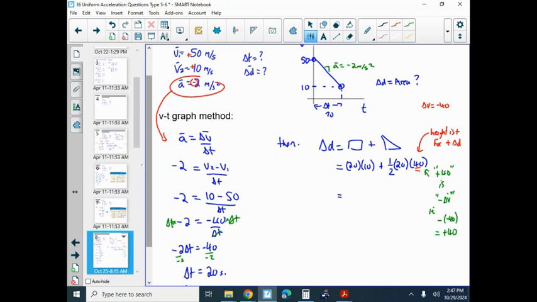So trying to help get us there. We've got the 20 times the 10, we've got the 200, we've got half of 20 is 10, 10 times the 40 is 400, and so we're getting 600 meters. So therefore, travel 600 meters, takes 20 seconds to do that, and so on. Right? So there's just the VT graph method of it.